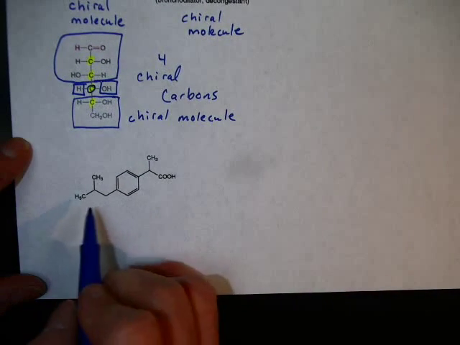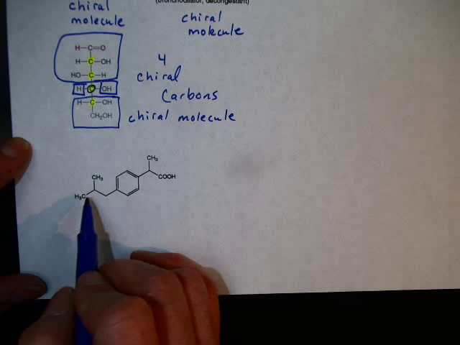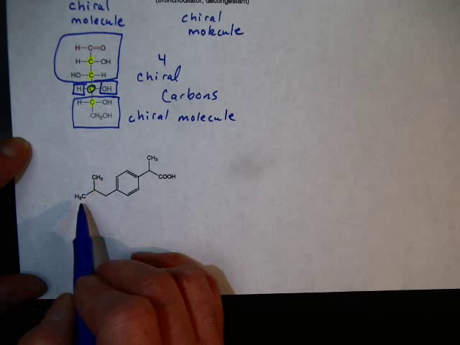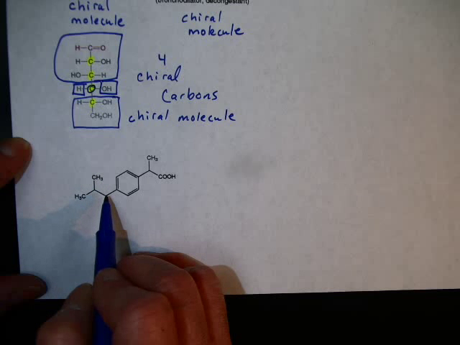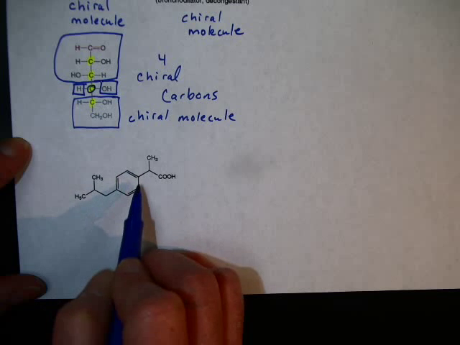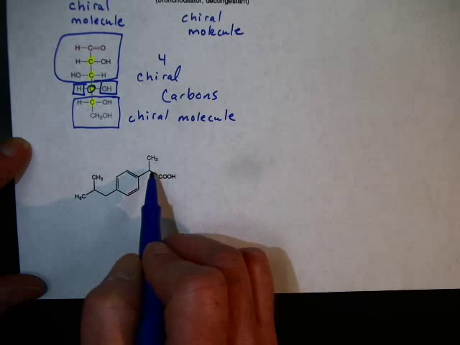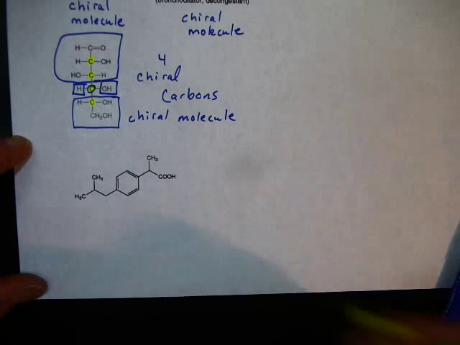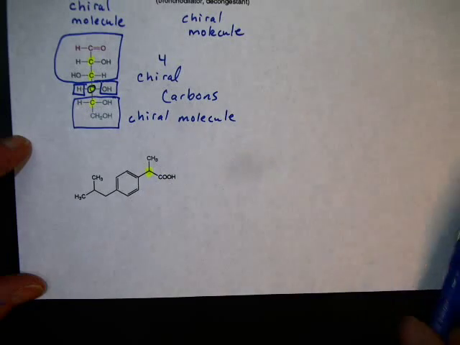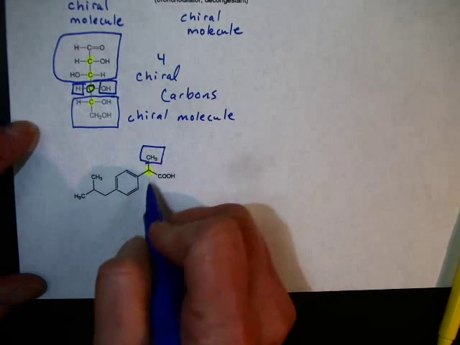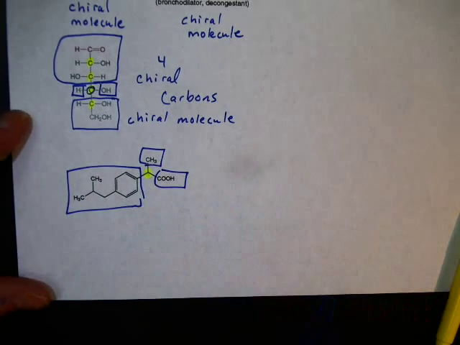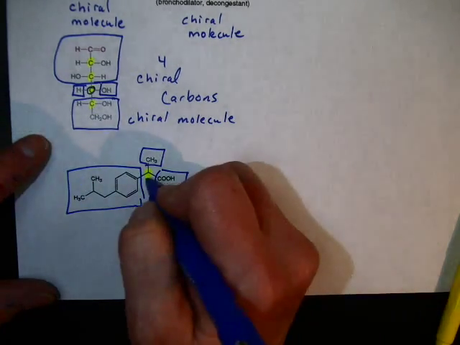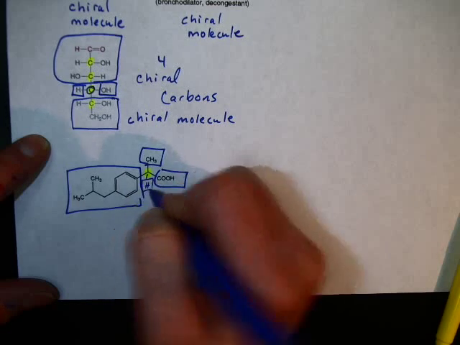Last example here, CH3, nope, not chiral. This carbon right here has 2 methyls, so it's not chiral. This carbon has 3 H's, not chiral. This carbon has 2 H's, not chiral. All of these have a double bond, not chiral. This carbon right here looks promising. Let's see. It has methyl. It has that. It has that. It's only showing 3. What is the 4th one? Of course, it's H. That's our 4th one.